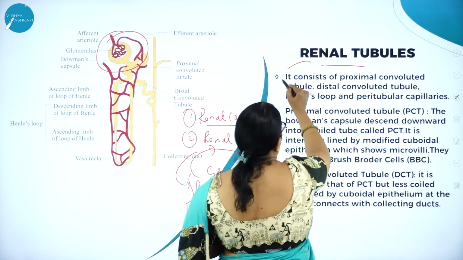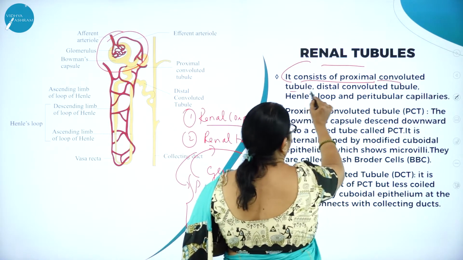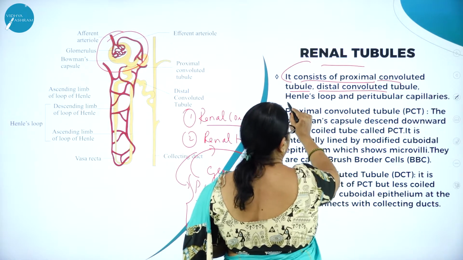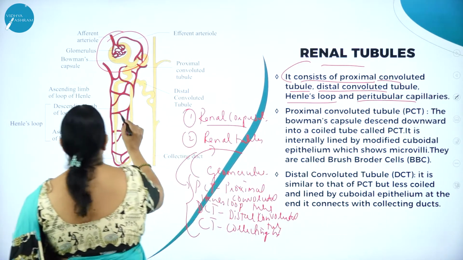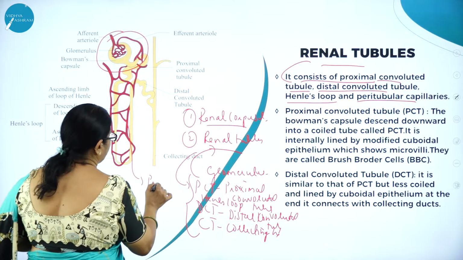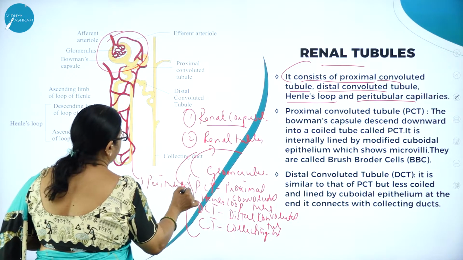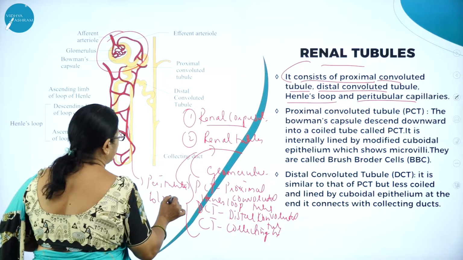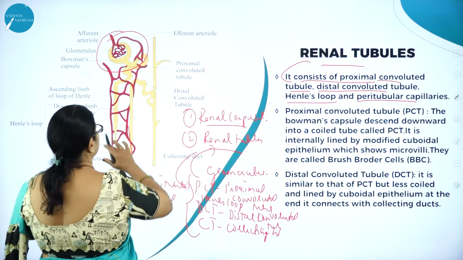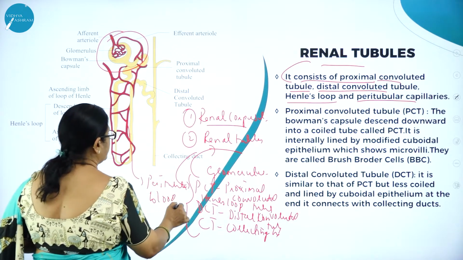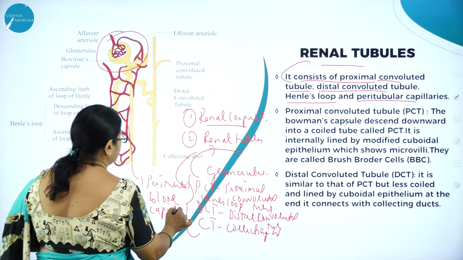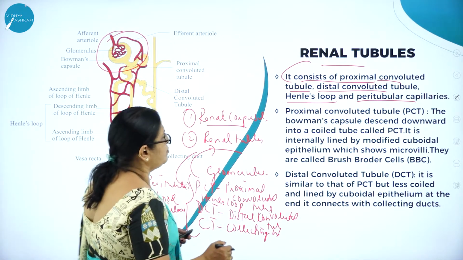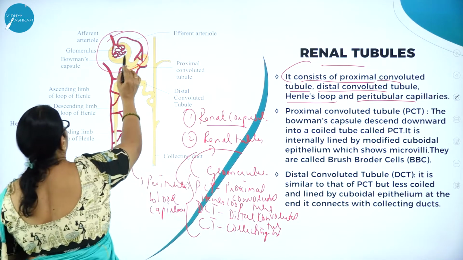The renal tubule consists of proximal convoluted tubule, distal convoluted tubule, Henle's loop, and peritubular capillary. Here you can see the peritubular blood capillaries. What do you mean by peritubular? The blood capillaries that are surrounding the tubular section are called peritubular blood capillaries. Right. Now let us study, so this is Bowman's capsule.